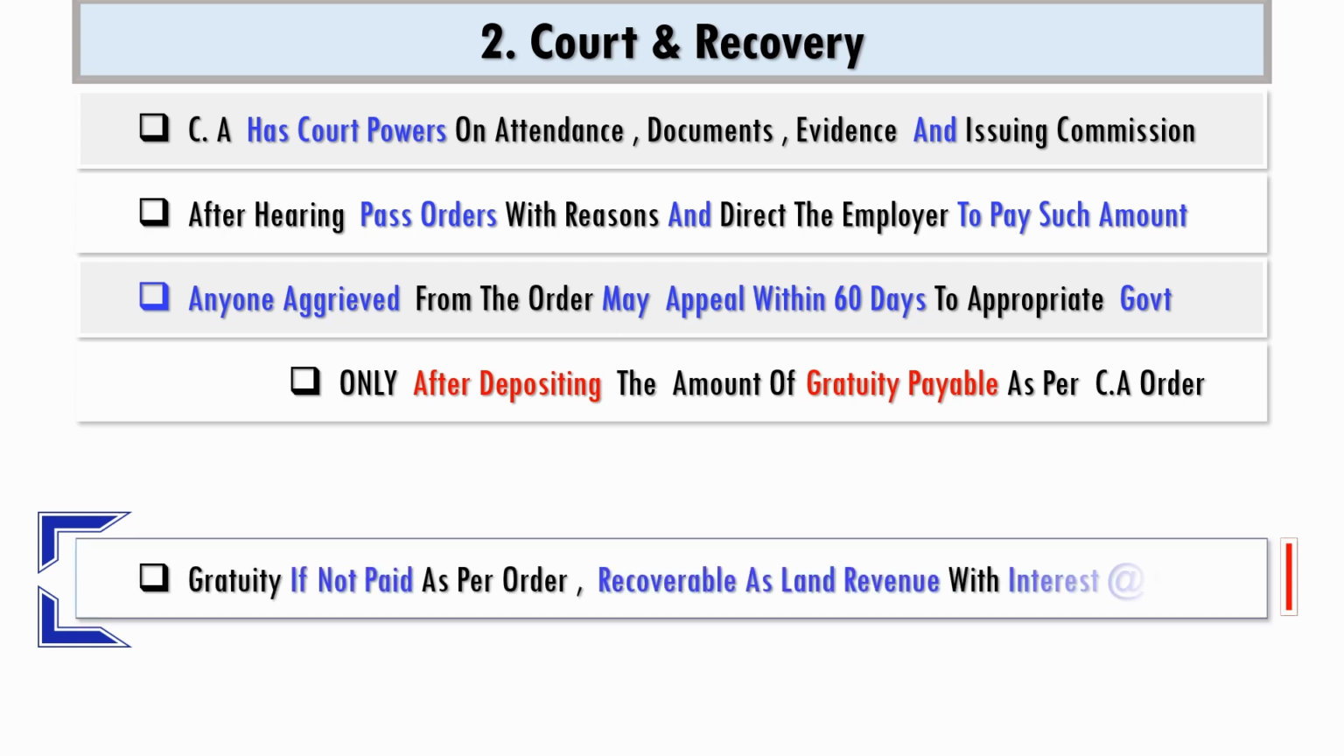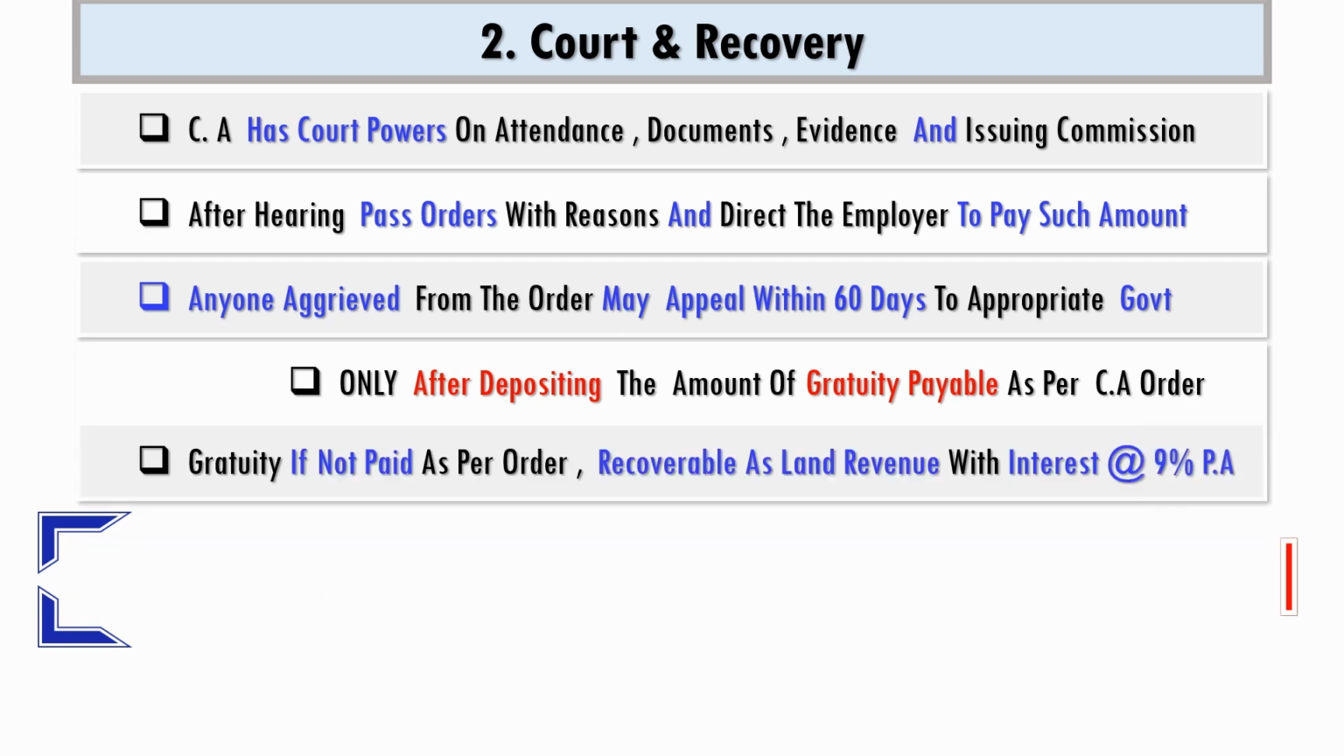Gratuity, if not paid as per order, is recoverable as an arrear of land revenue with interest at the rate of 9% per annum. Payment of Gratuity Act.